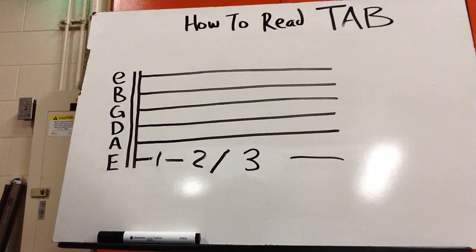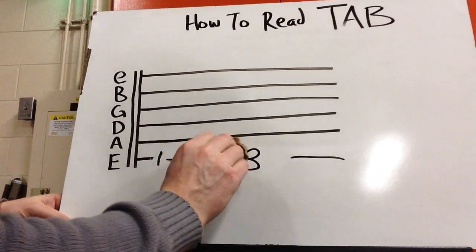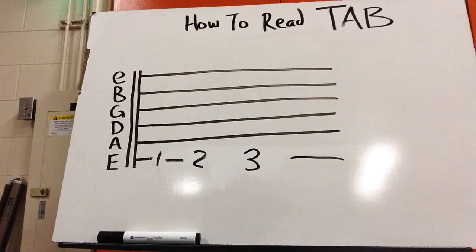Pretty easy, right? Okay, let's switch things up a little bit here. There's some other symbols you might find on tab. There's your slide. Let's erase that. What if you found an H? And actually, I'm going to change this.